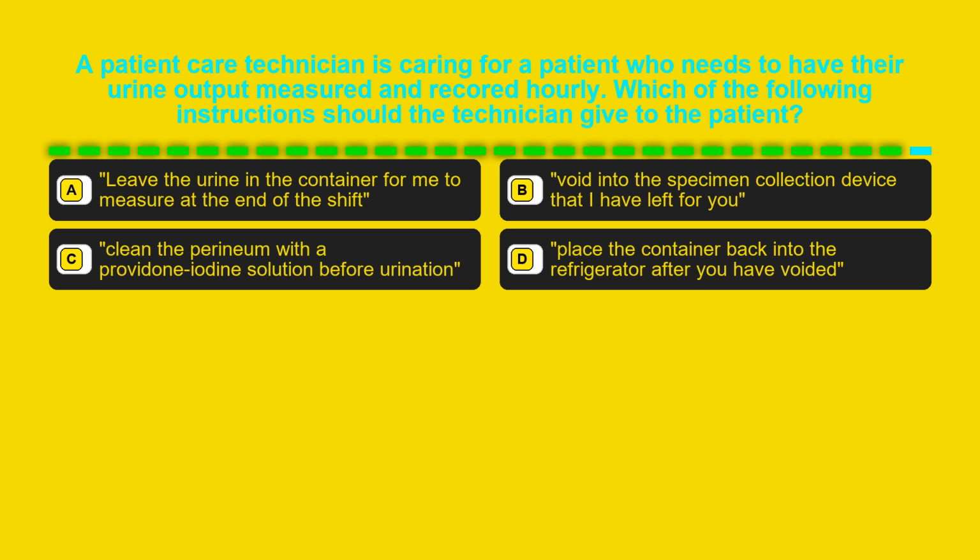Question 27. A patient care technician is caring for a patient who needs to have their urine output measured and recorded hourly. Which of the following instructions should the technician give to the patient? Option A. Leave the urine in the container for me to measure at the end of the shift. Option B. Void into the specimen collection device that I have left for you. Option C. Clean the perineum with a povidone-iodine solution before urination. Option D. Place the container back into the refrigerator after you have voided.